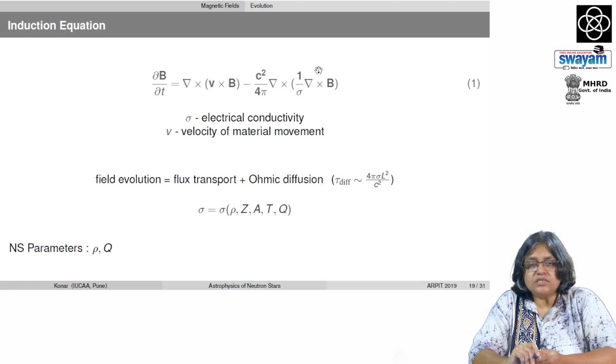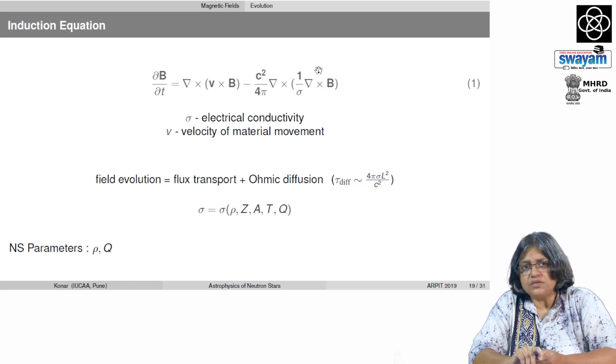Now, this equation has been written for a single component charge species. If we have more than one charge species, then the equation would be modified to accommodate for more than one charge species.